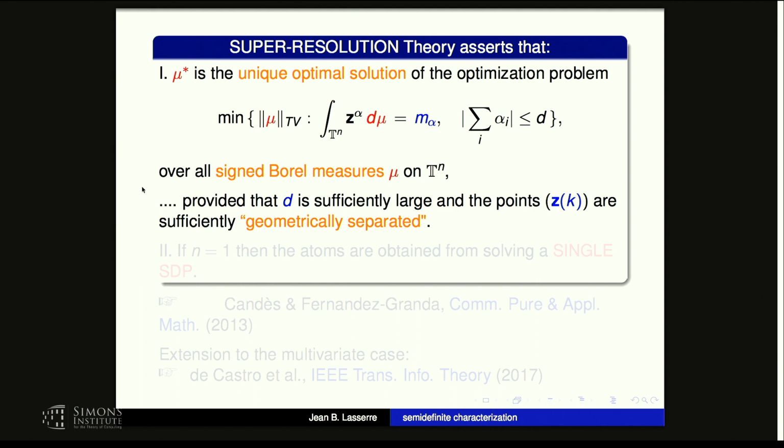Super resolution theory asserts that indeed mu star is a unique optimal solution of this infinite dimensional LP. So you optimize an LP over the set of measures on the torus. Your constraints say that you look for a measure mu that satisfies the moment constraints, and you minimize the total variation. Total variation should be seen as the L1 norm in the case of a vector.